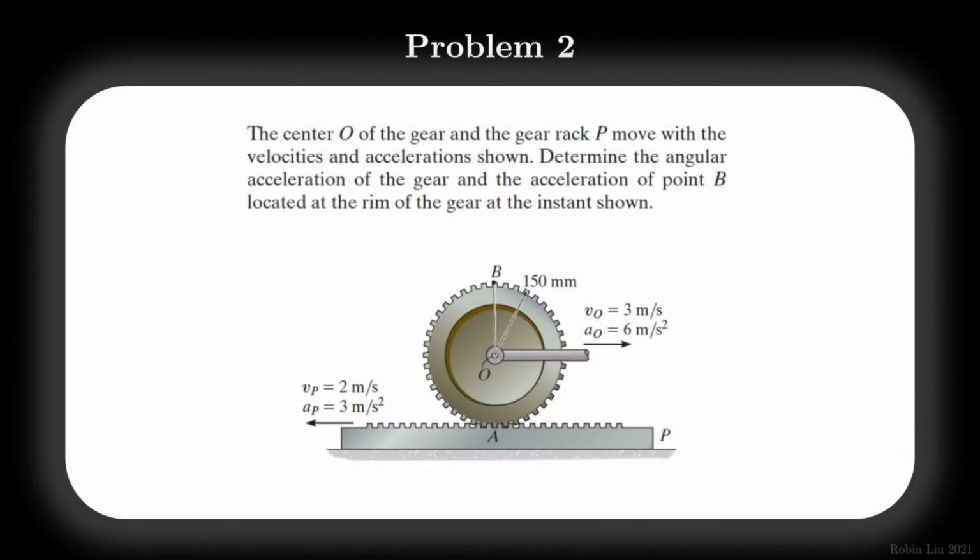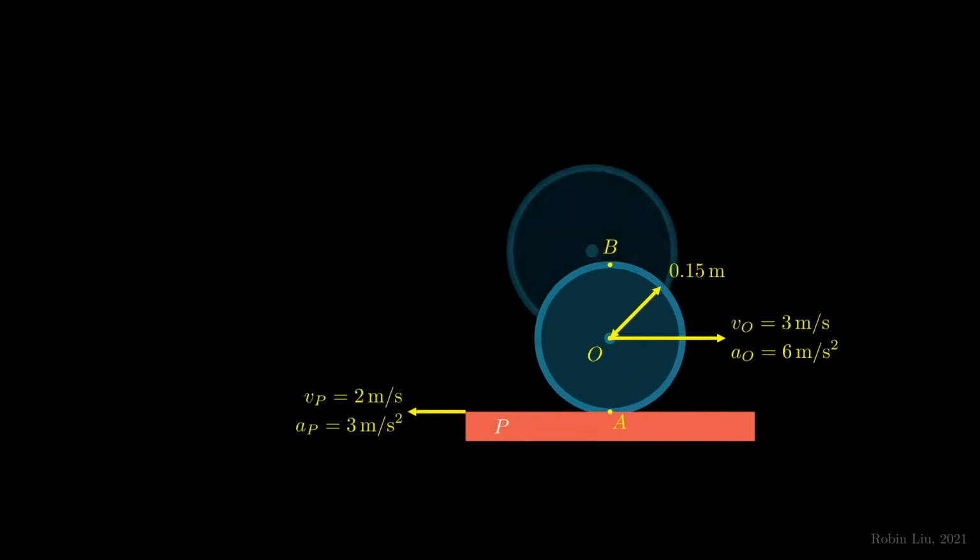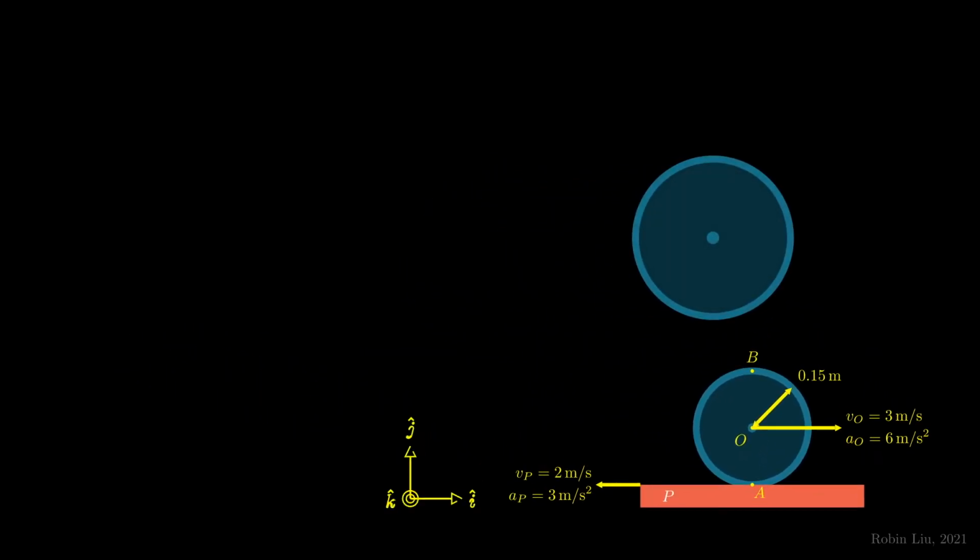The second problem states, the center O of the gear and the gear rack P move with the velocities and accelerations shown. Determine the angular acceleration of the gear and the acceleration of point B located at the rim of the gear at the instant shown. Another way to think about this problem is an object that's in pure rolling, but the ground is moving as well. With that in mind, we can start with the velocity analysis.